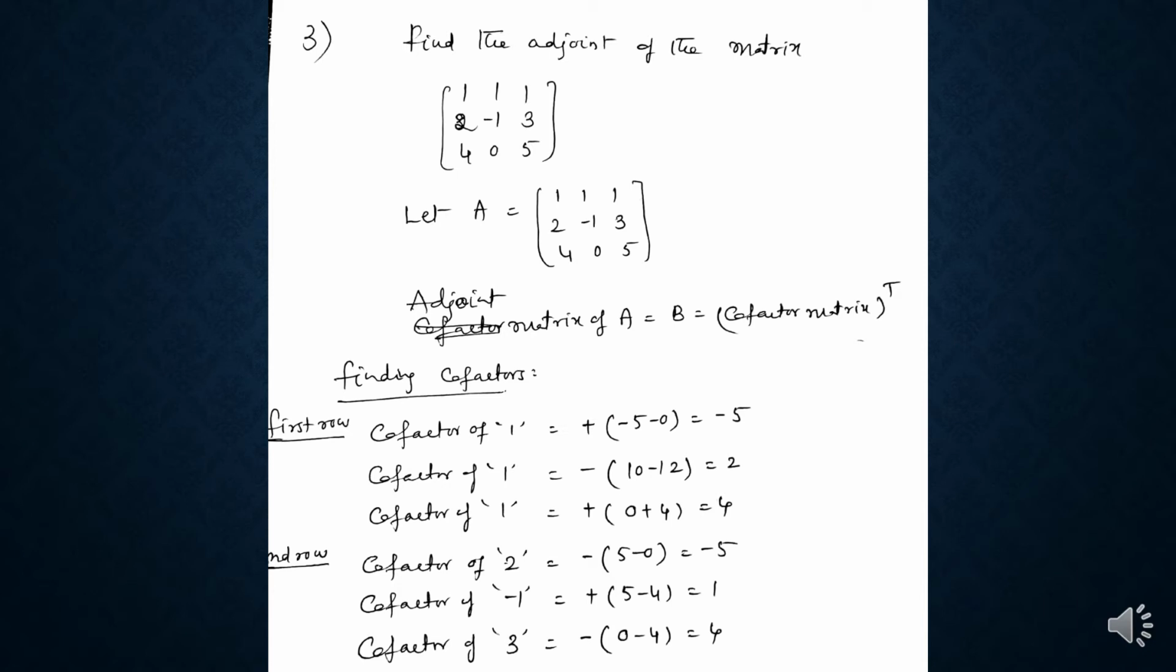So by deleting this row and column we will get minus 1, 3, 0, 5, that is minus 1 into 5, minus 5, minus 3 into 0, 0, minus 5, minus 0, that is equal to minus 5.